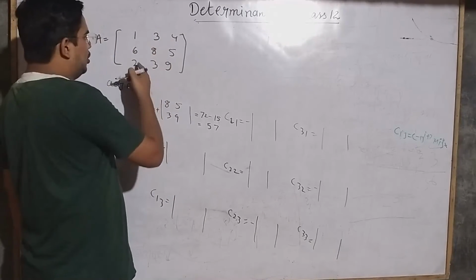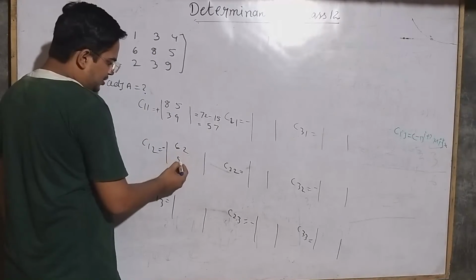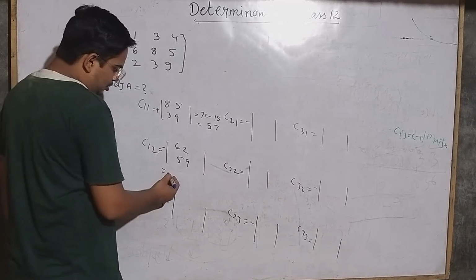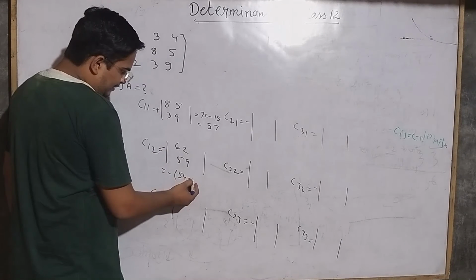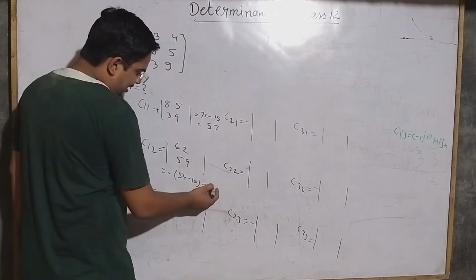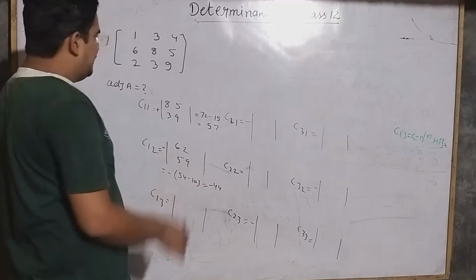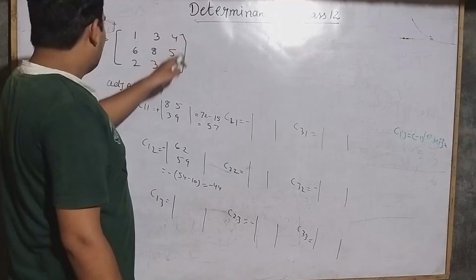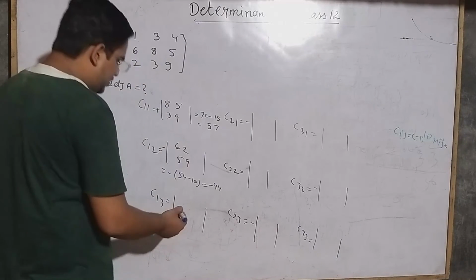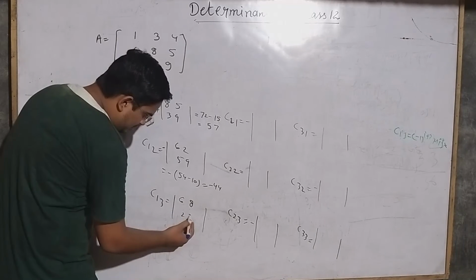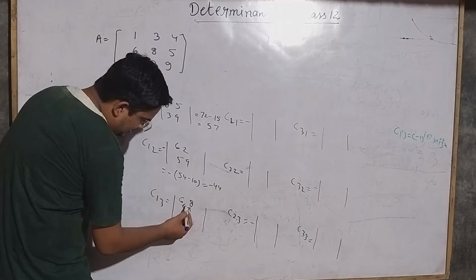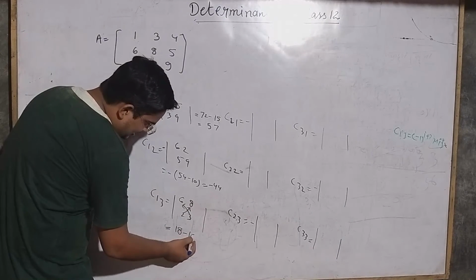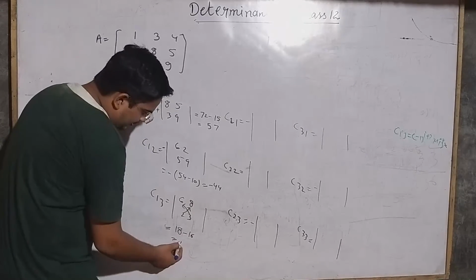C12, first row second column: 6 2 5 9. What will happen now? This is the minus. 9 times 6 is 54, 5 times 2 is 10, 54 minus 10 is 44, so with the minus it is minus 44. Next part, R1 cancel, C3 cancel: 6 8 2 3. I am doing the cross multiplication. 3 times 6 is 18 and 2 times 8 is 16, 18 minus 16 becomes 2.